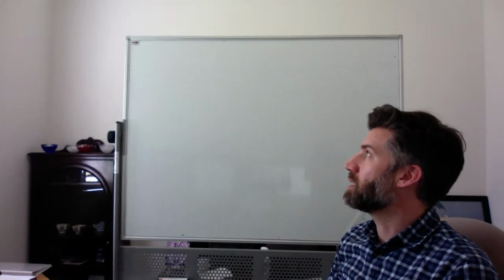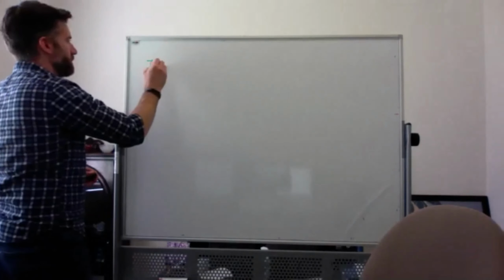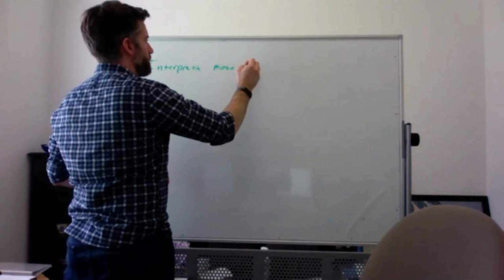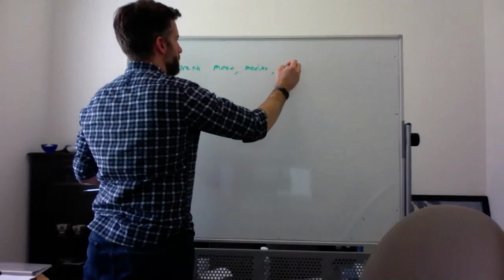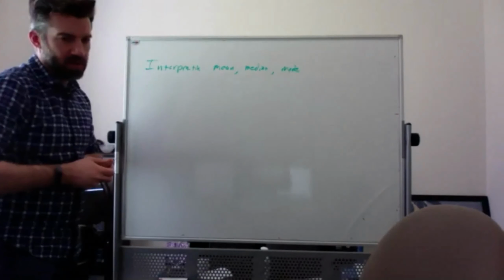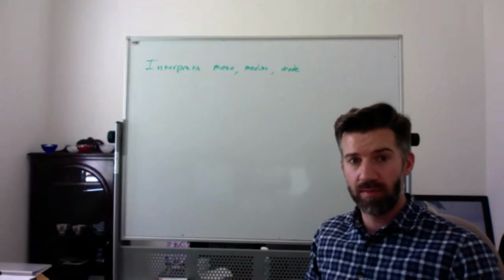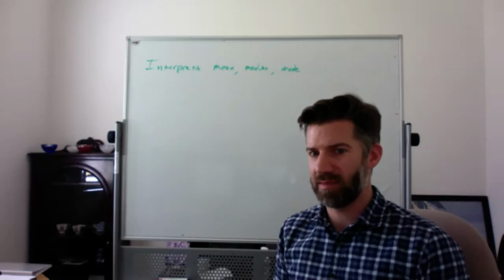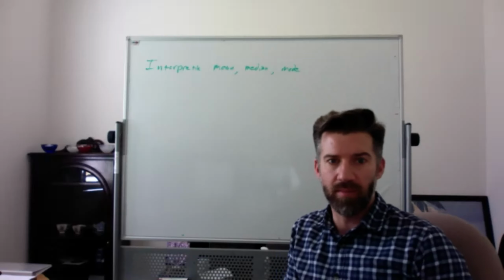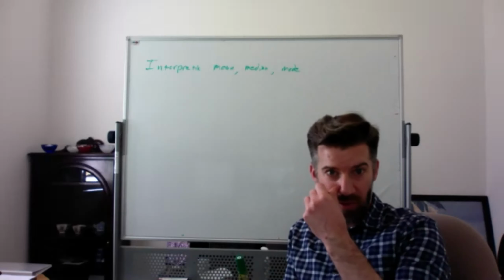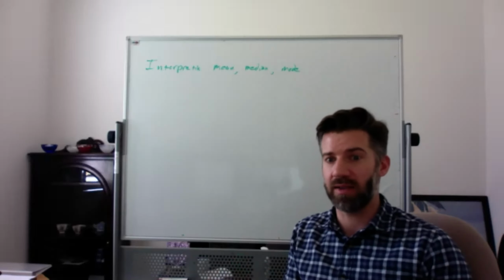So what was I going to say? Interpreting things. Interpreting mean, median, mode, for example. Here's what I would say about these things in general. They are measures of the middle. Sometimes they're good measures, sometimes they are not very good measures. The mean sometimes is a great measure of what is actually the average, but sometimes it's really not, depending on what kind of data we're dealing with.